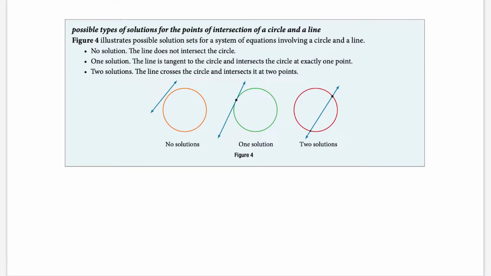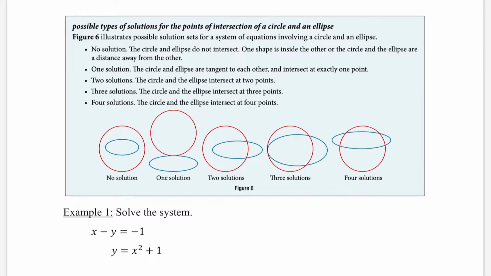If we have a system of a linear equation and a circle, then we do have three types of solutions as well: either no solution, one solution, or two solutions. If we have a system of two circles or one circle and one ellipse, we can have no solution, one solution, two solutions, three solutions, or four solutions.